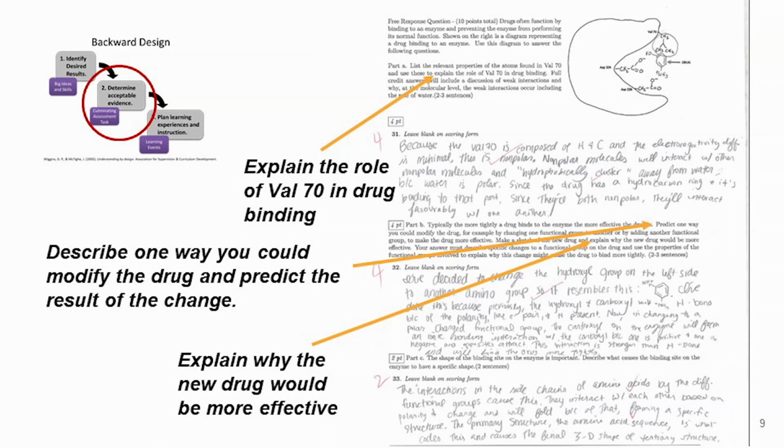Then further, we asked them to think about how they could modify the drug in order to change the interaction with this specific enzyme. And they had to articulate and predict the specific change. And then they needed to explain the difference between the 2, why the new drug would be more effective than the original one. So this is a pretty tall order for a 100-level class. And we knew that going in, but we wanted to make sure that our students were prepared for this type of activity on the assessment.